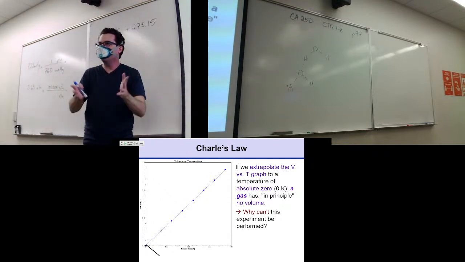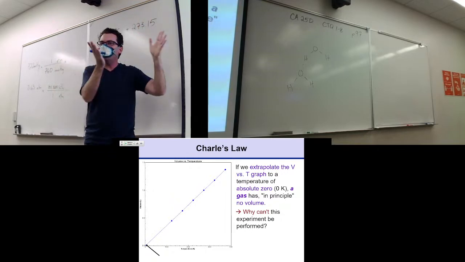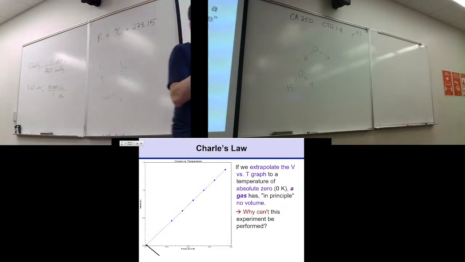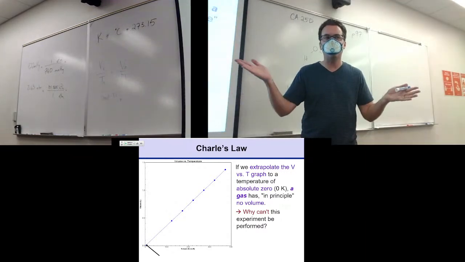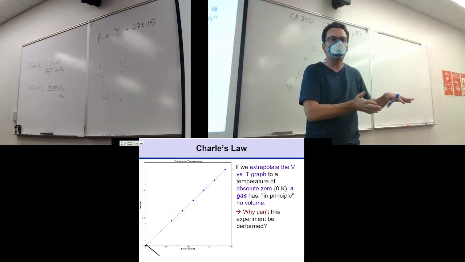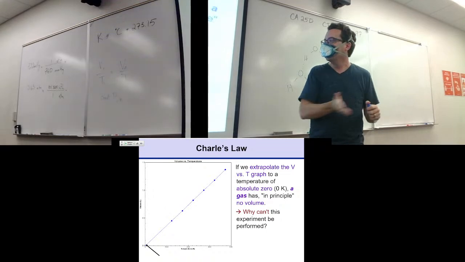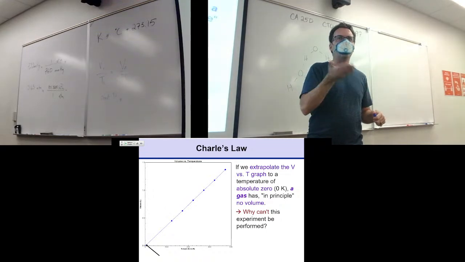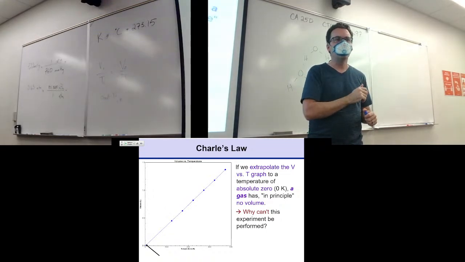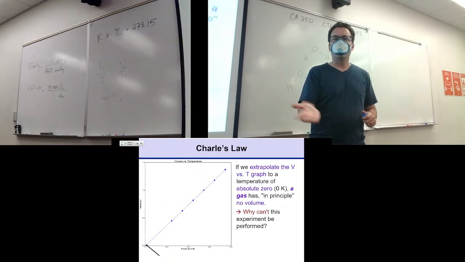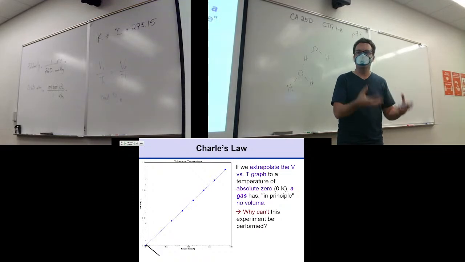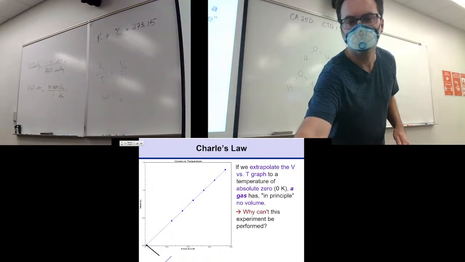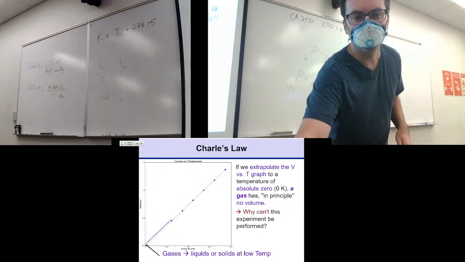There was this minimum temperature that every one of his graphs hit. When you extrapolate your data all the way down to zero volume, which is impossible, they all cross the line at negative 273 Celsius. That's the start of absolute zero. There must be some minimum temperature that you could reach, and that's it. So there you go.